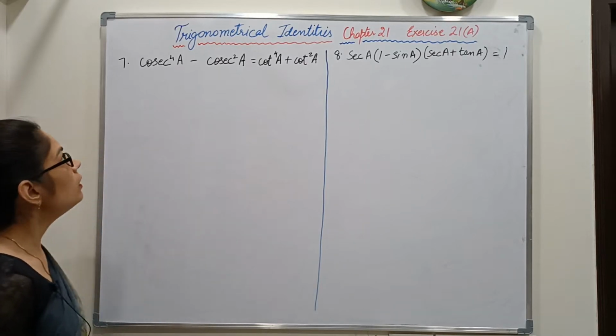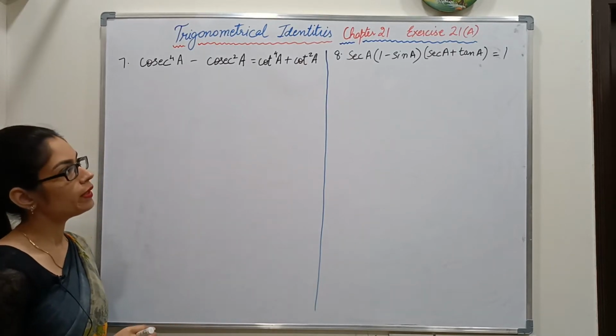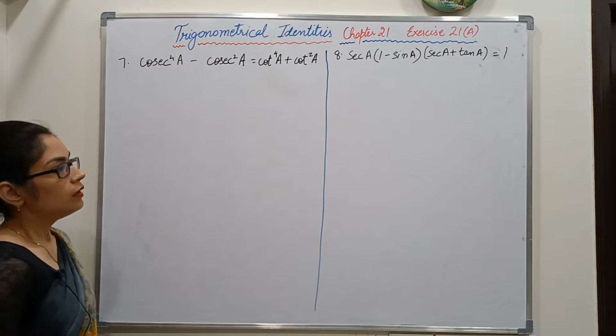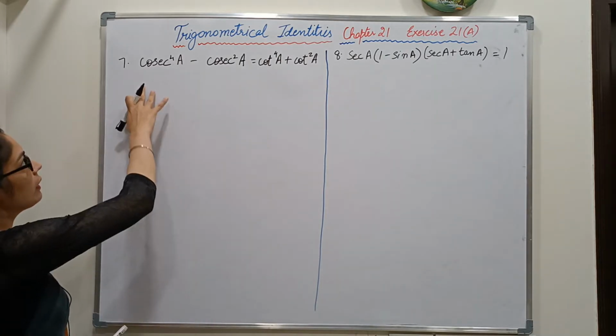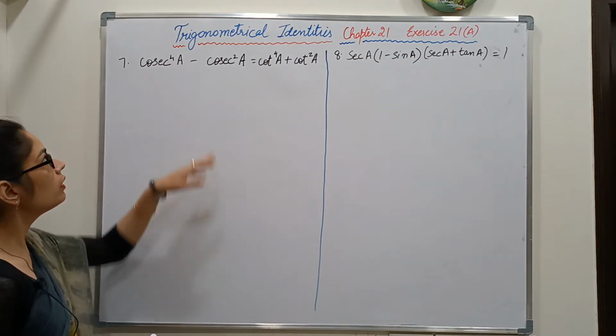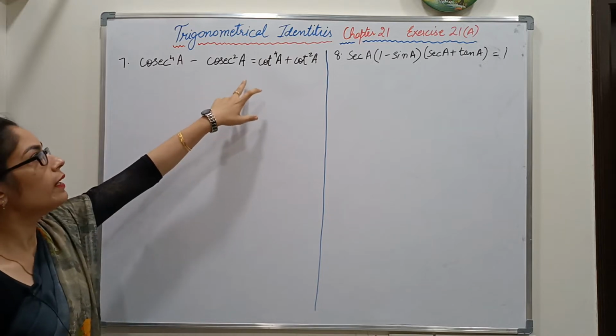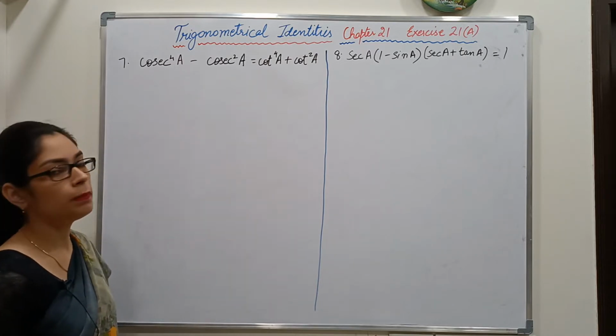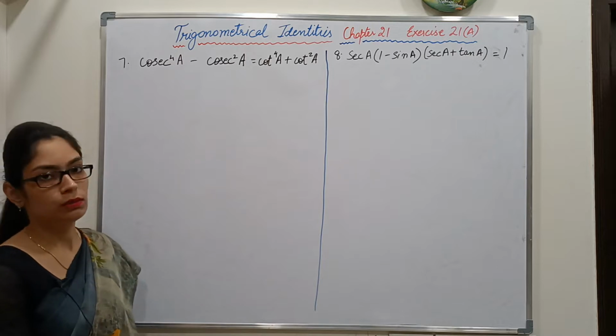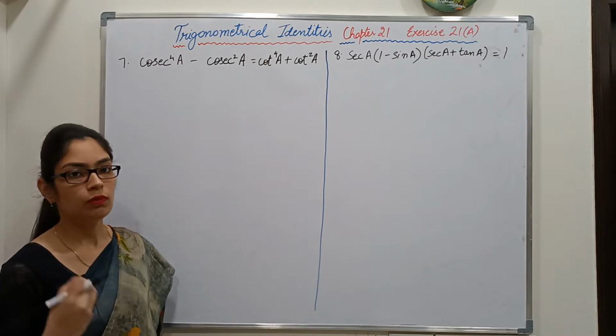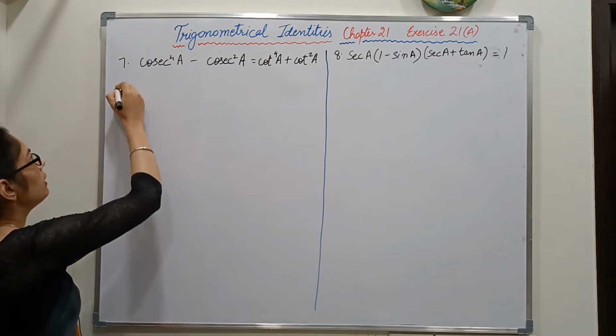Let's start with the 7th question of exercise 21A. In this question, we have to prove that cosecant to the power 4 A minus cosecant square A equals cot to the power 4 A plus cot square A. So we'll start with the left hand side.